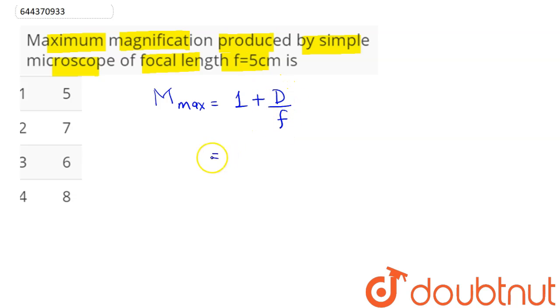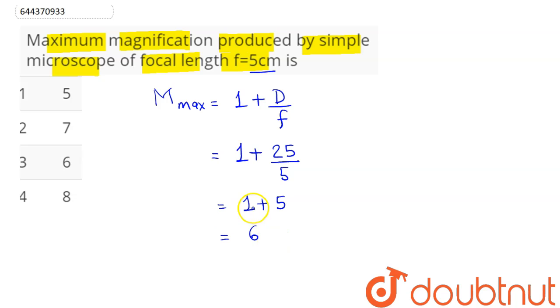Hence 1 plus d by f, where d is the least distance of distinct vision, which is given as 25 cm, and focal length is given as 5 cm. So we can see here this comes as 1 plus 25 by 5. Since centimeter cancels out, so we have here as 6.